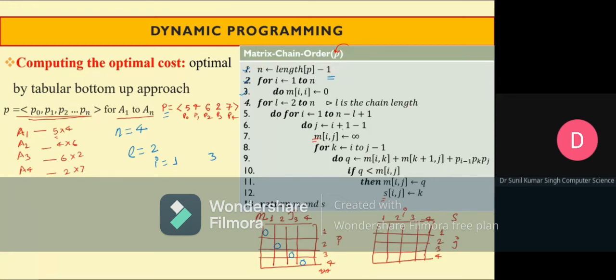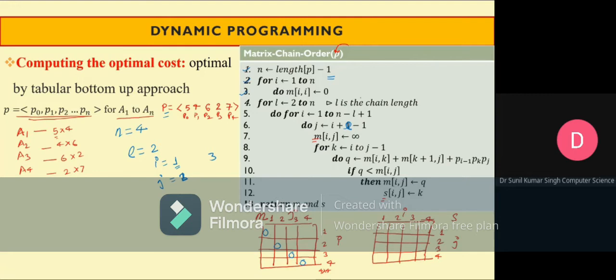Do j equal to I plus L minus 1. Sorry, I think it is not I plus 1, it is I plus L. Correction here, I plus L. So I plus L minus 1. What is the value of L? 2. So 2 plus 1, that is 3, and minus 1, that is 2. So what is the value of J? It is 2.